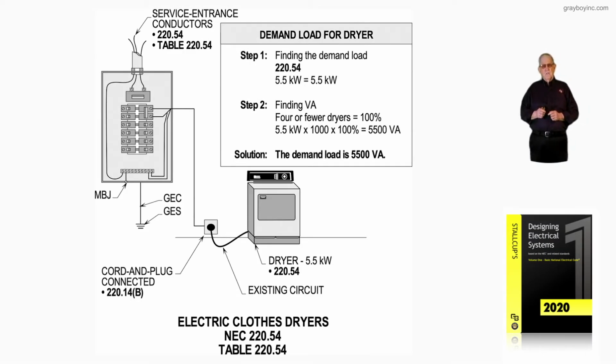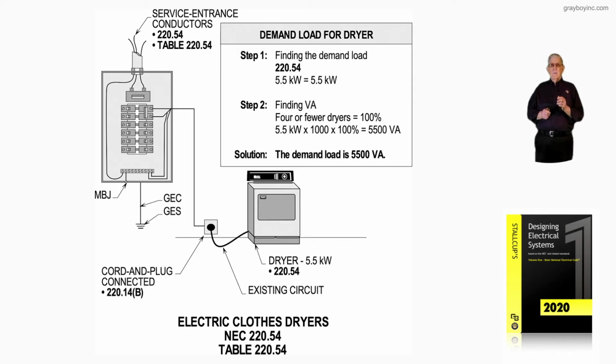Now, this illustration deals with electrical clothes dryers in accordance with 220.54 and Table 220.54. When we have a certain number of dryers, we can apply a demand. But many times in just a single family dwelling unit, we might not have but just one dryer. And this Figure 14-11 is illustrating this procedure.